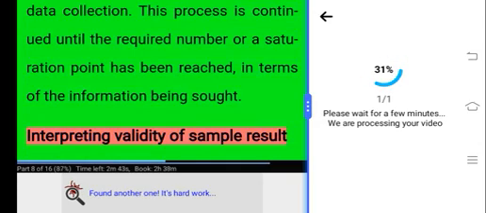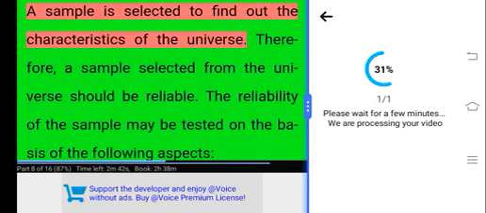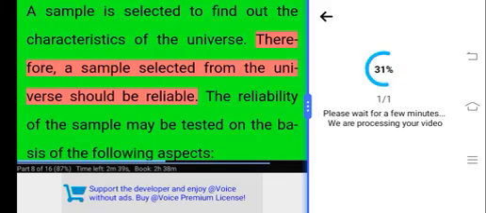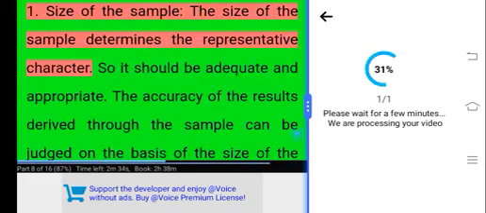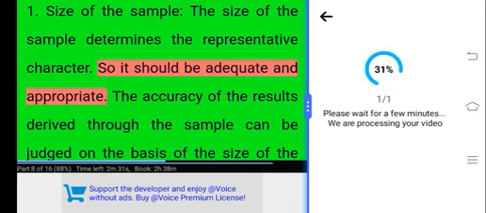Interpreting validity of sample result. A sample is selected to find out the characteristics of the universe. Therefore, a sample selected from the universe should be reliable. The reliability of the sample may be tested on the basis of the following aspects. 1. Size of the sample. The size of the sample determines the representative character. So it should be adequate and appropriate.